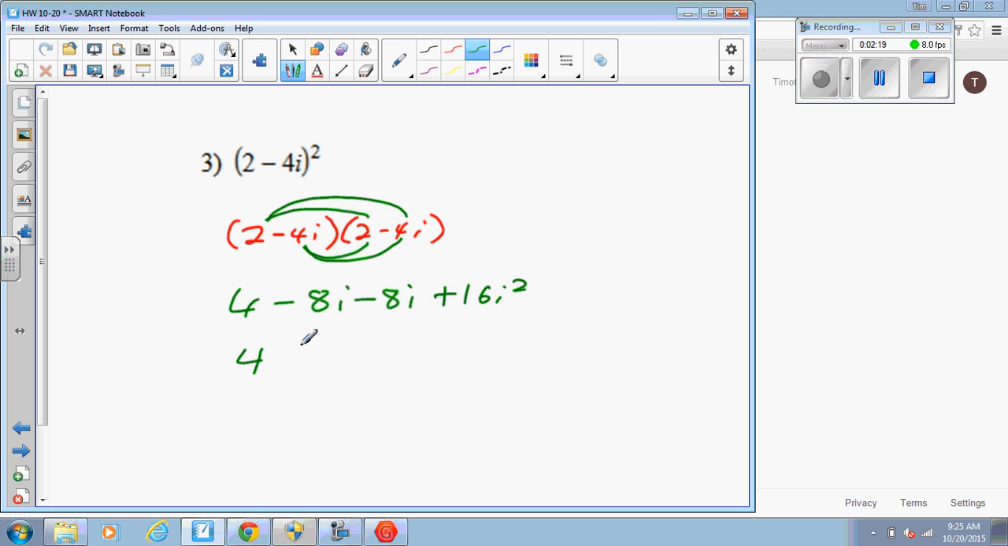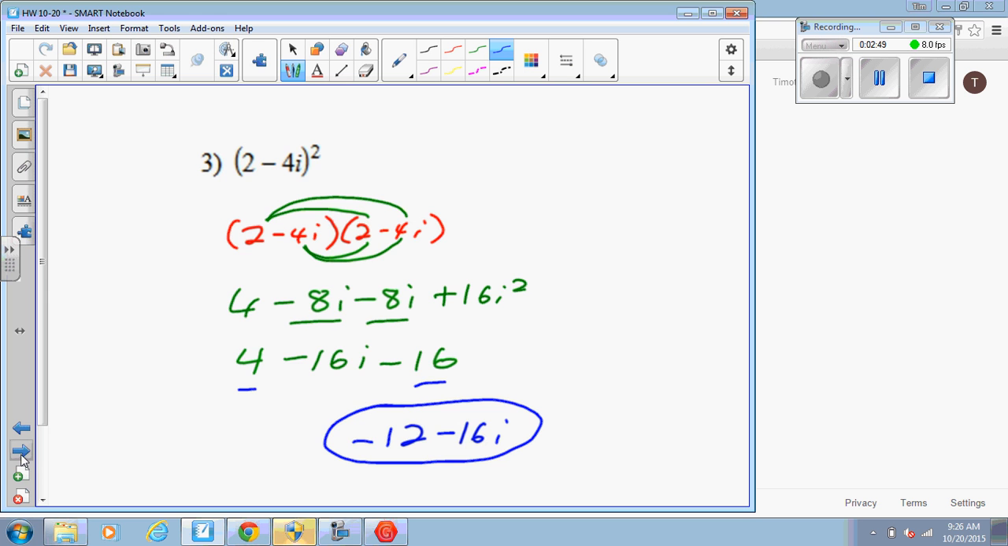So that's 4. These two guys combined together to be minus 16i. And since i squared is negative 1, this becomes minus 16, because positive times negative 1 becomes this. And now I simplify by combining these two together. And I get 4 minus 16 is negative 12, and then minus 16i. And that's how we write the answer.